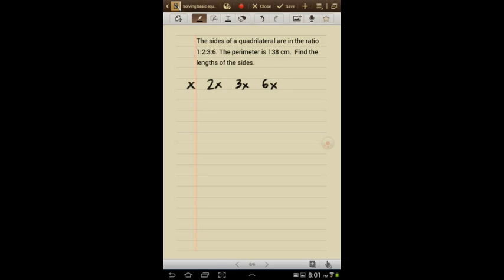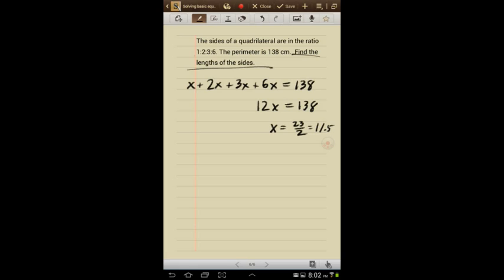Well, perimeter is 138. You just did geometry last year. What is perimeter? It's the length of all the sides added together. So if we add these together, we get 138. 1 plus 2 plus 3 plus 6 is 12x equals 138. 138 divided by 12 is 23 halves, which is 11 and a half. Now, a lot of people would be tempted to circle that as their answer and be done. But that is not what the question asks for. The question wants to know the lengths of all the sides.